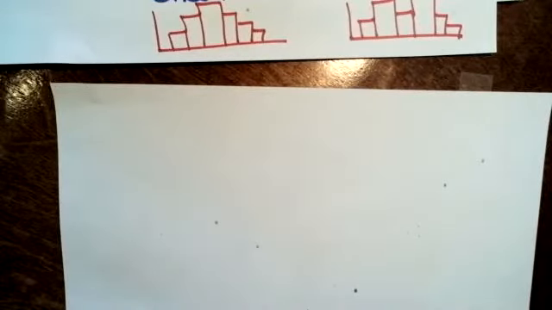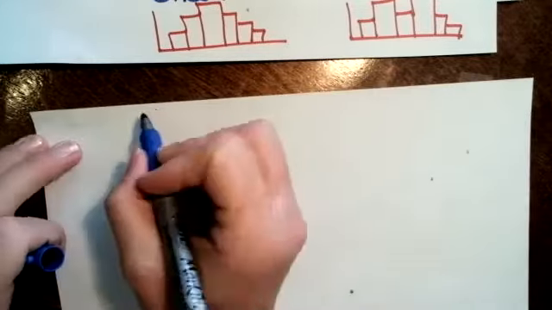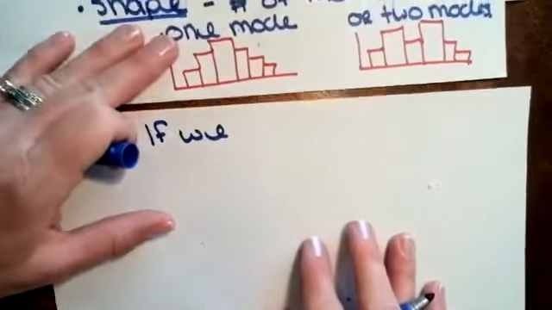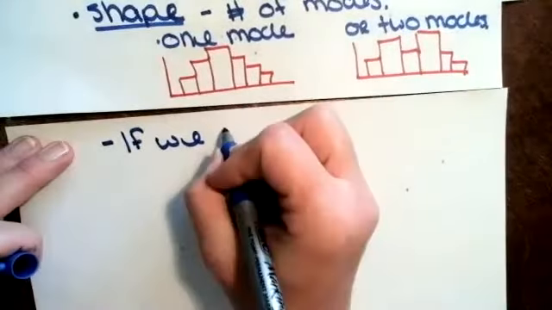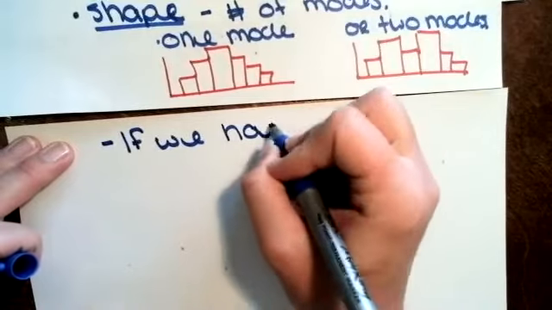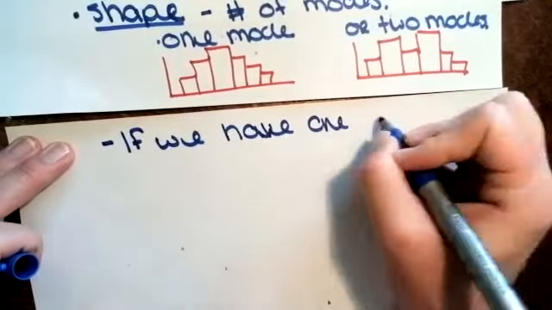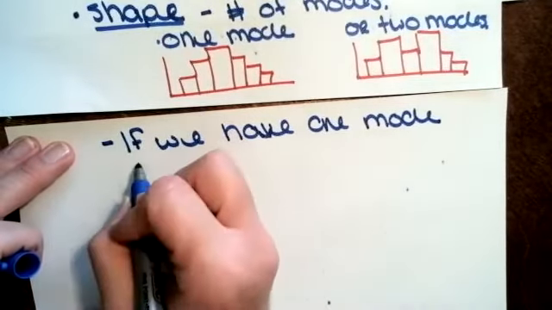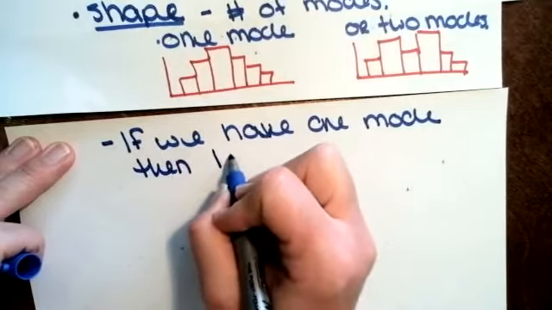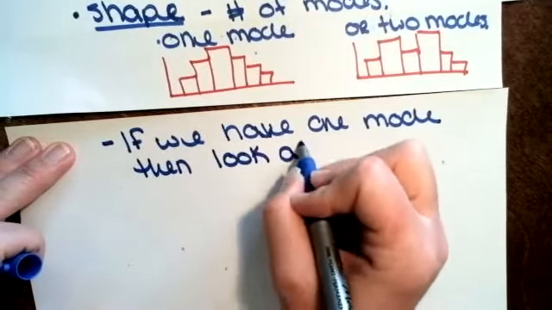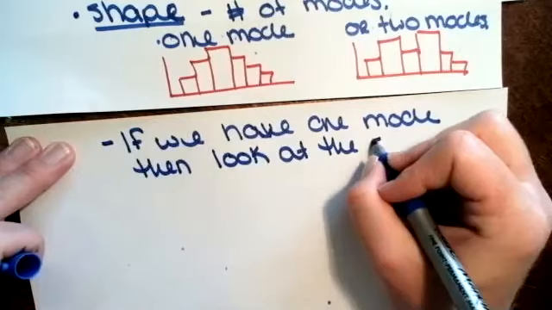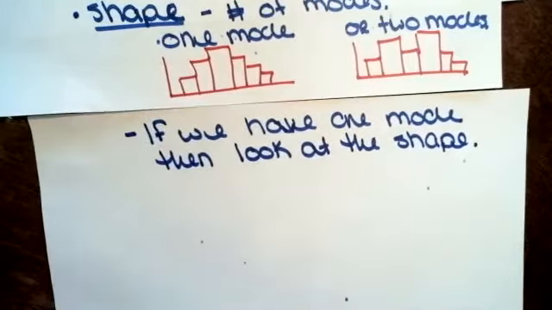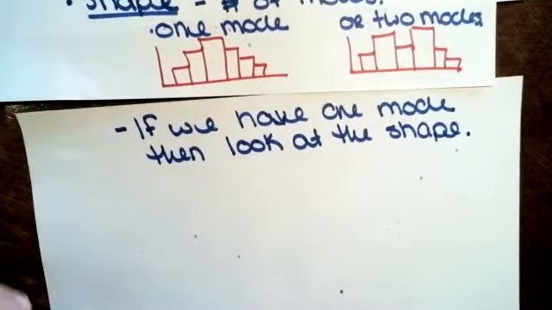And to add to the shape, I want to go further. So if we have one mode, then I want to look at the shape. If I have one mode, I have three different shapes we're going to consider.